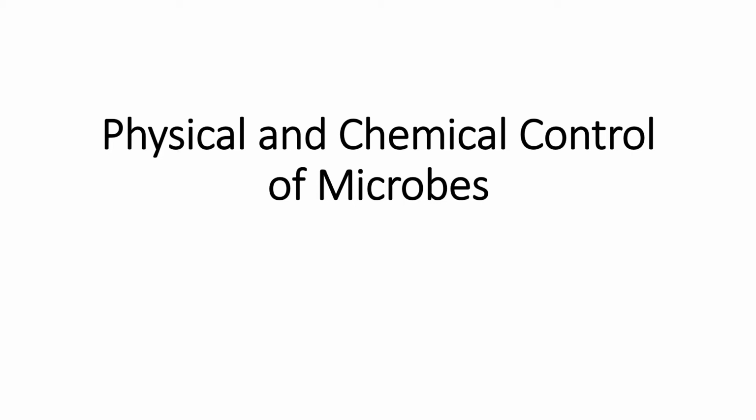Hello everyone. This week we're going to talk about the different physical and chemical control methods that we use to basically control the abundance and growth of microbes. Why is it important to talk about this topic? Well, because microbes, whether viruses, fungi, or bacteria, are ubiquitous. They're found everywhere.